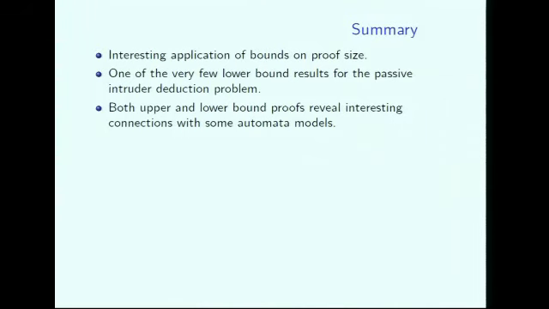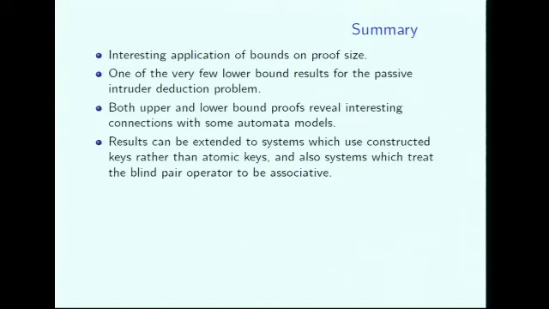I hope I've tried to show you that this is what we do. And in general, there are not too many lower bound results on the passive intruder reduction problem, and as I said, the really interesting cases are this stuff that I talked about with atomic keys, but for encryption it's also important to work with constructed keys. It mainly means that the operator that I define turns out to be associative, but that's really not a problem, and this is something that we can do.